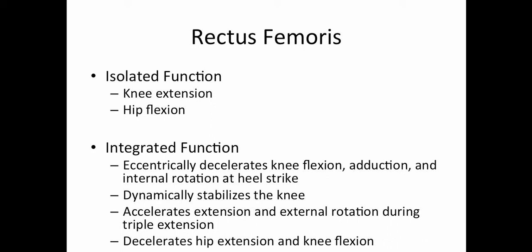Just in case you don't know what triple extension is, this is an explosive movement that involves the contraction of the quadriceps, the gluteals, and the calf muscle, and it's used by athletes for acceleration or jumping. And these three muscles, the calf, the quads, and the glutes, have to contract together for that explosive force to be produced.